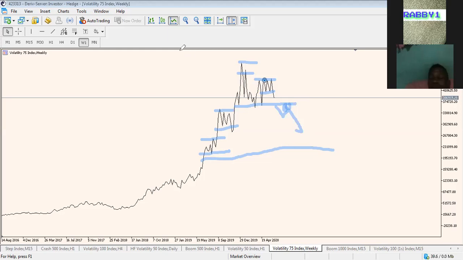Let me tell you something: whenever the market wants to change direction, this is what happens. This is how the market always moves. It's either in an uptrend, downtrend, or consolidation, or ranging. Let's say ranging.